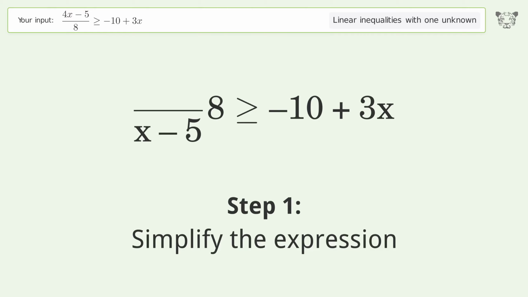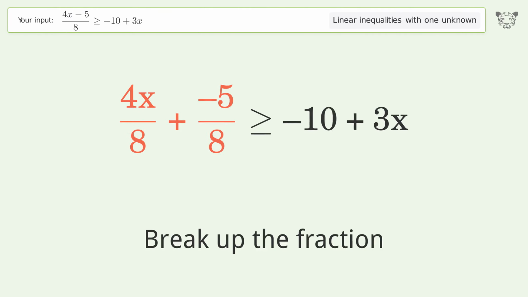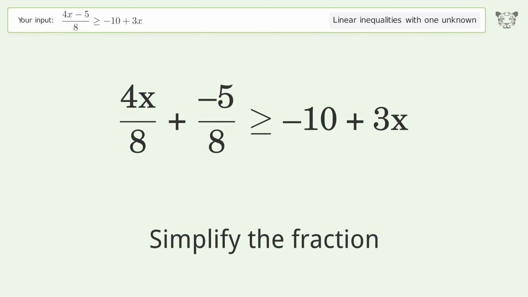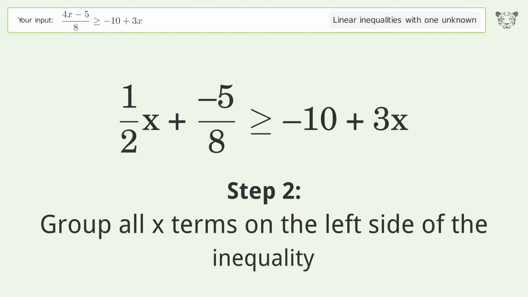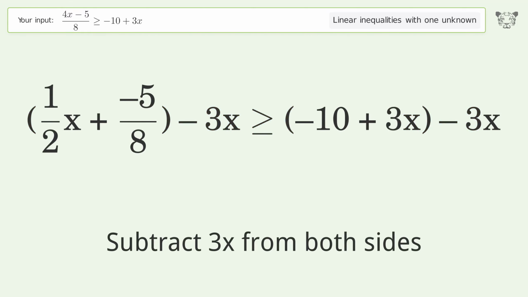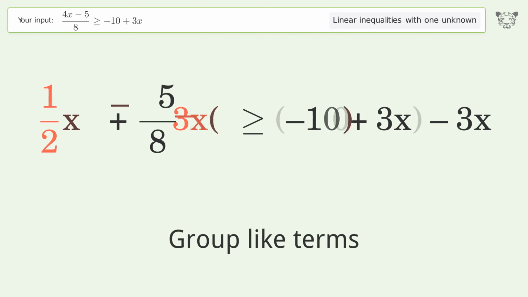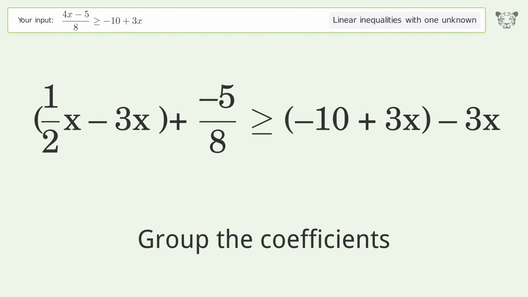Simplify the expression. Break up the fraction. Simplify the fraction. Group all x terms on the left side of the inequality. Subtract 3x from both sides. Group like terms. Group the coefficients.